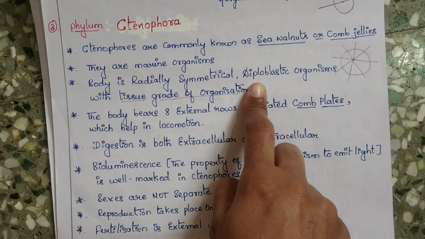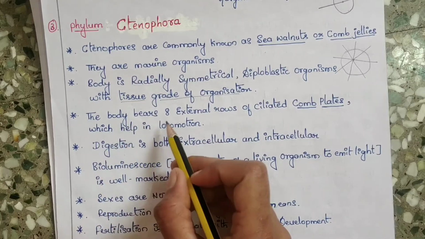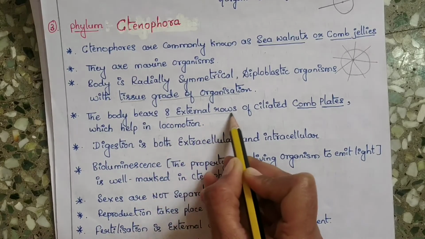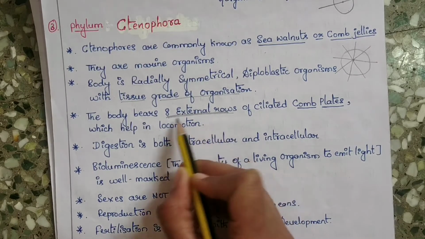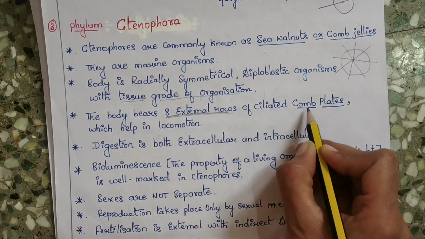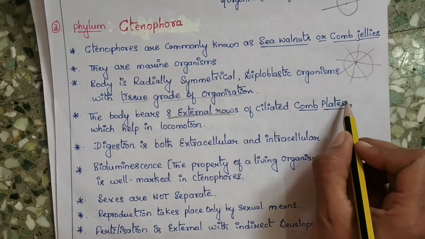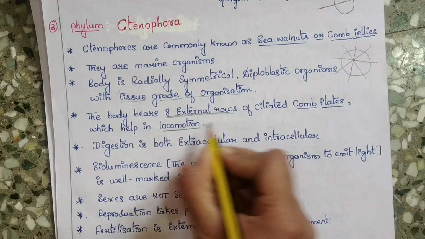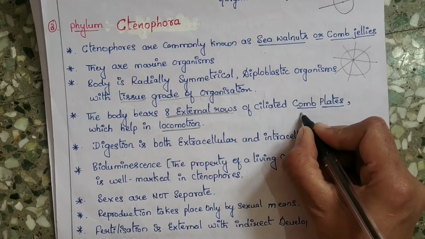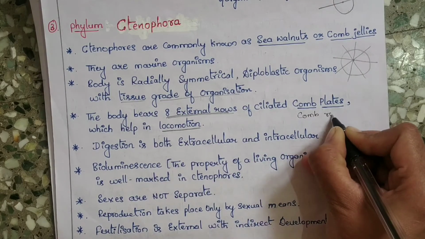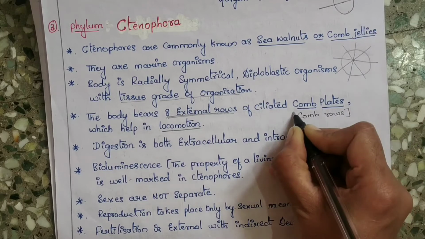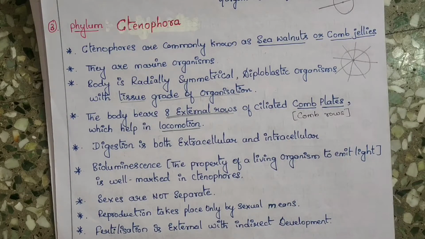Then this is important: the body bears 8 external rows of ciliated comb plates. These comb plates help in locomotion. These are also called comb rows. Don't get confused, these are also called comb rows.